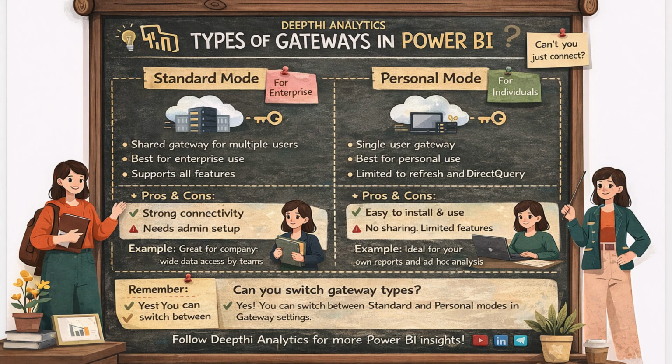In Power BI, there are two types of gateways: standard mode and personal mode. Standard mode gateway is designed for enterprise use. It supports multiple users, allows sharing across teams, and works with Power BI, Power Apps, and other Microsoft services. It's best for organizations where many users need access to on-premises data.